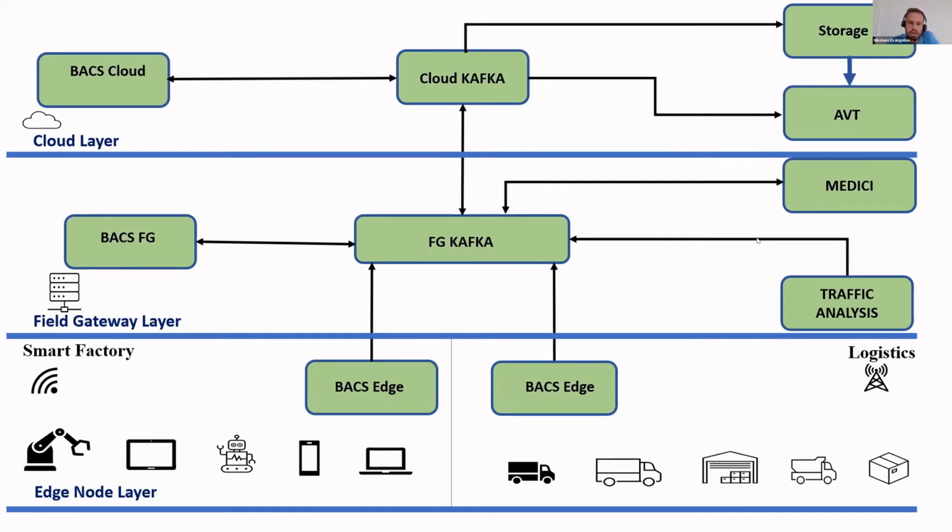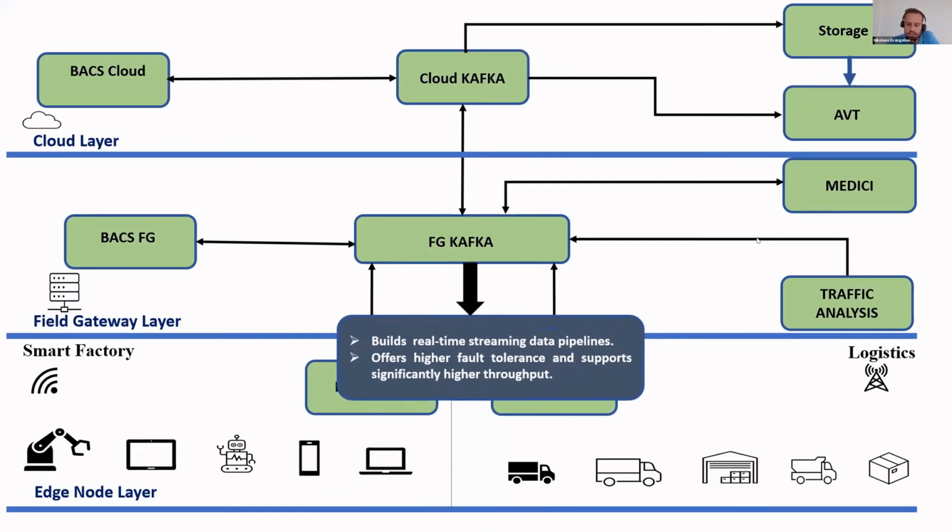So Kafka, as you can see here, is used for building real-time streaming data pipelines that reliably get data between systems or applications, as well as a message broker. It offers higher fault tolerance, supporting higher throughput and handling great amounts of data.